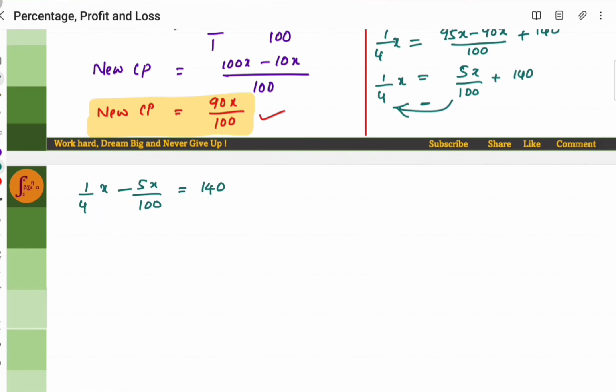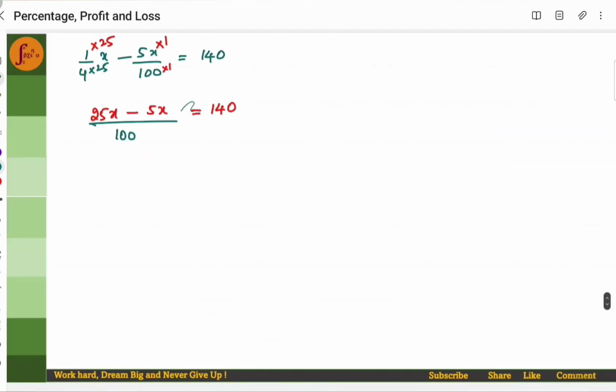Now this means if I take LCM, I'll get 100 as LCM. This will go 25 times. 4 times 25 is 100, so I'll multiply by 25. This will go once, so I'll multiply the numerator by once. So I'll get 25x minus 5x is equal to 140 rupees. 25x minus 5x is 20x by 100 is 140 rupees.